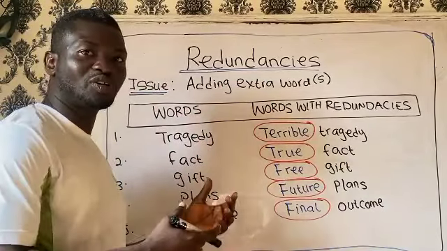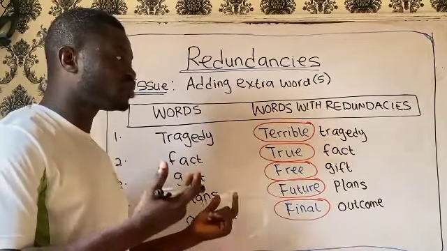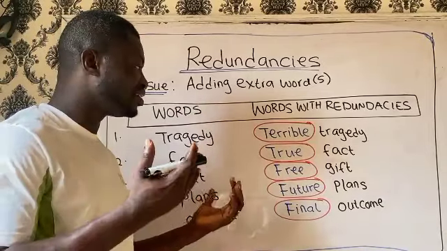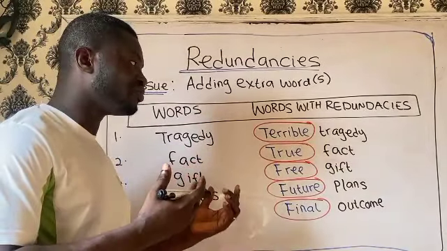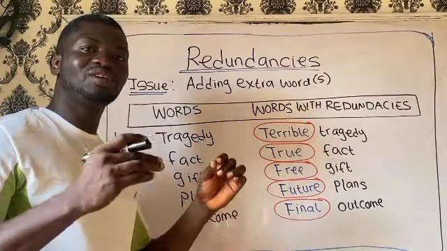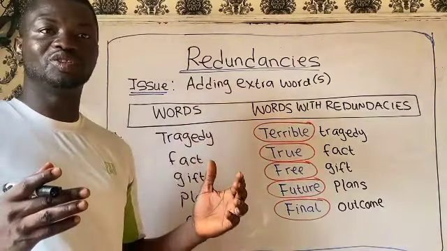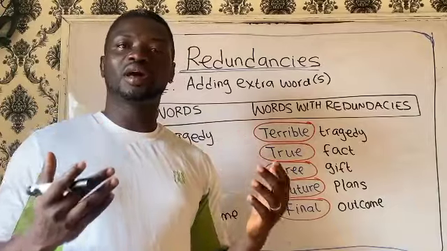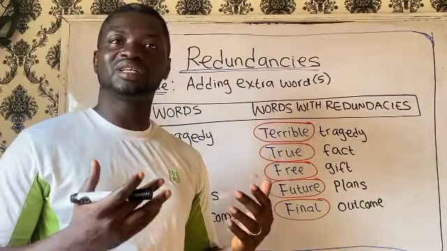Terrible tragedy. I'm sure you're not going to say that anymore. All right, true fact. You wouldn't say that. Free gift, you wouldn't say that anymore. Future plans, final outcome. And then you can also think about many more examples. You can actually read up to get more examples. There are so numerous examples.